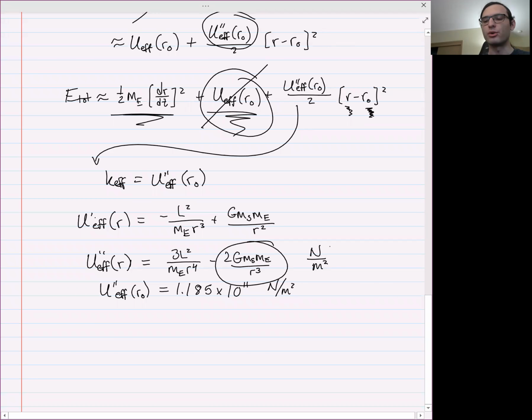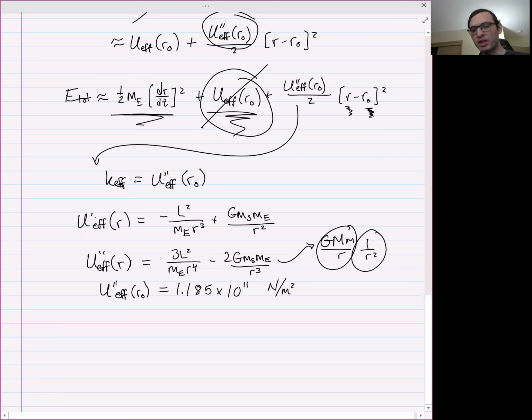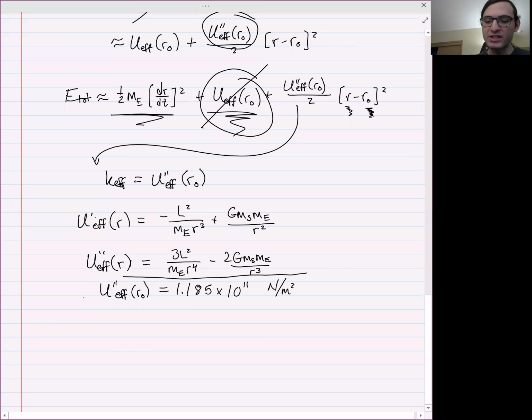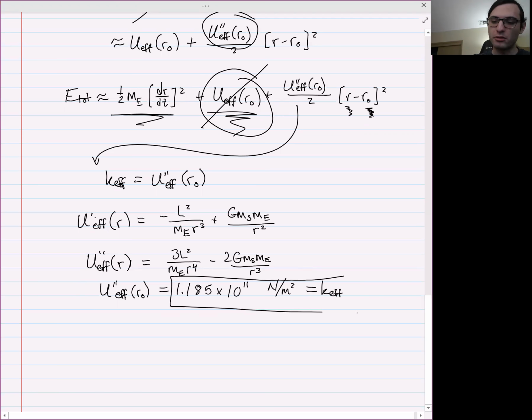By the way, I knew that circled bit has those units because this can be written as gmm over r times 1 over r squared. This has units of newtons, this has units of inverse meter squared. So the whole thing has to have units of inverse meter squared. And lo and behold, these are the units of a spring constant, right? Newtons per meter squared. So this is what our effective spring constant is. And we can go even further, actually.